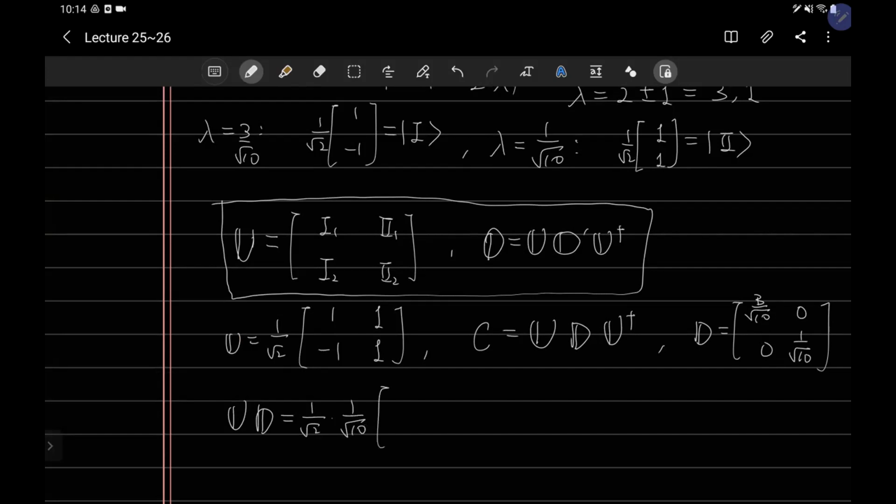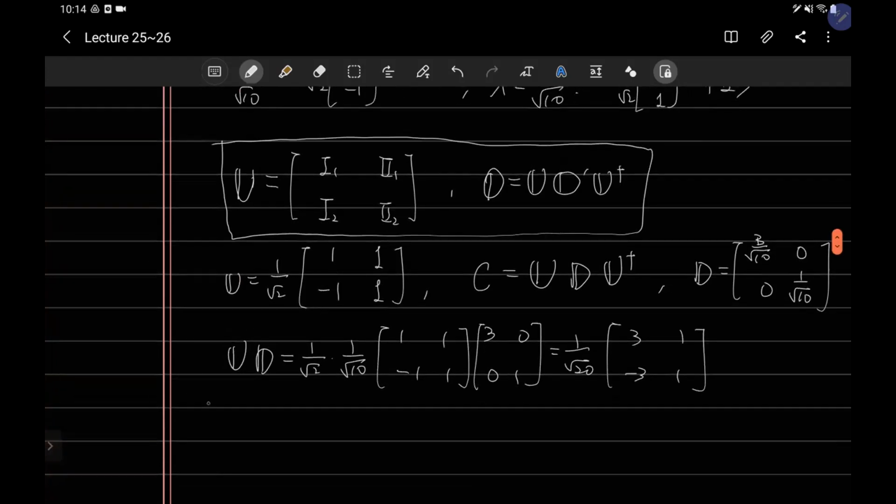So I can just start with the matrix 1 1, minus 1 1, and then it will be 3 0, sorry, 0 1, and then I know that this will turn into 1 over square root of 2, and then it will be 3, and then 1, and then minus 3, and then 1. And finally, I want to calculate this with the U dagger, and then I know that it is square root of 2, and then this one has another 1 over square root of 2, so I just pull it out, or I can just do it later.